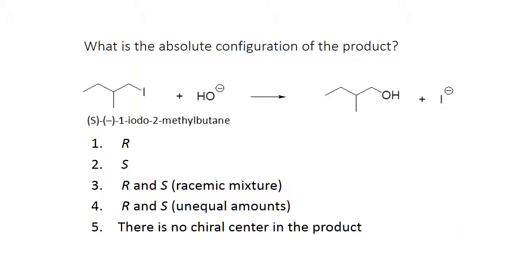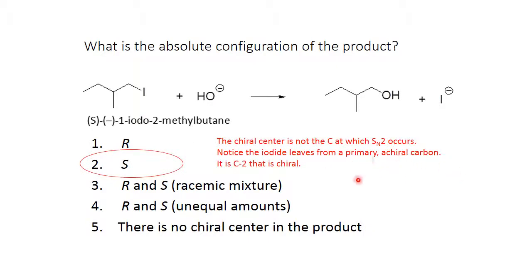So what is the absolute configuration of this product after this reaction occurs? When you look at this, you probably are saying, well, I'm going to have inversion occurring, and so I should go from S to R because it's primary and I have a nucleophile displacing. But notice, the chiral carbon is this one right here, because the chiral carbon is not where displacement is occurring. The product is just going to be S.